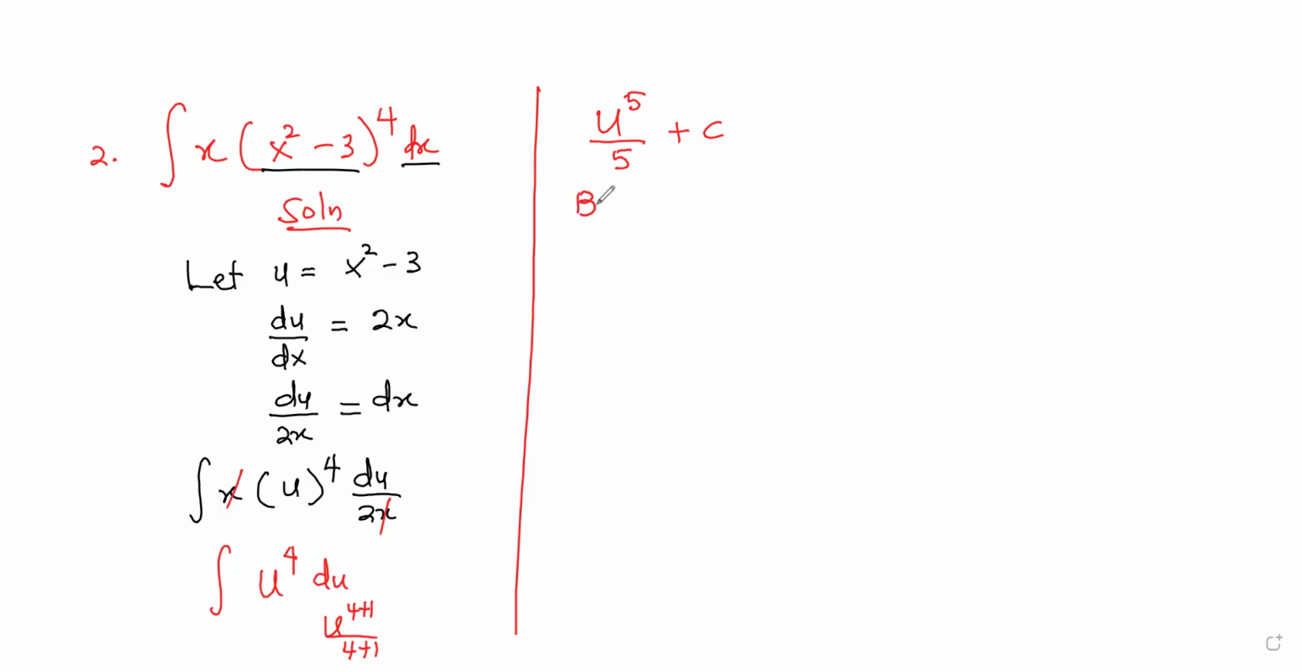But your u is your x squared minus 3. So you substitute it. I'm going to have (x squared minus 3) raised to the power 5 divided by 5 plus c. So this is how we solve integration by substitution.